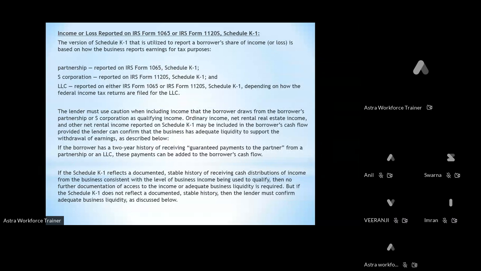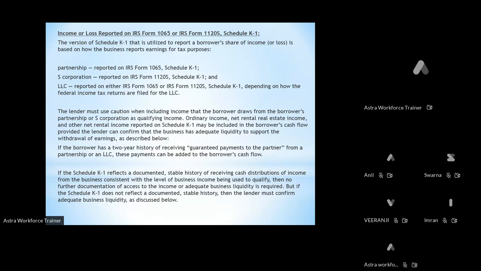If the borrower has a 2-year history of receiving guaranteed payments as a partner from a partnership or LLC, this payment can be added to the borrower's cash flow. Let's say the borrower is getting 10,000, apart from the shareholder's share of profit. If he is getting 10,000 every month for more than 2 years, then that can also be considered qualifying income for the borrower.